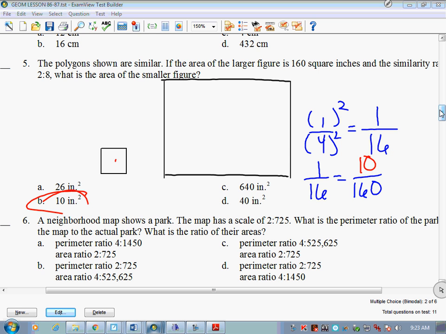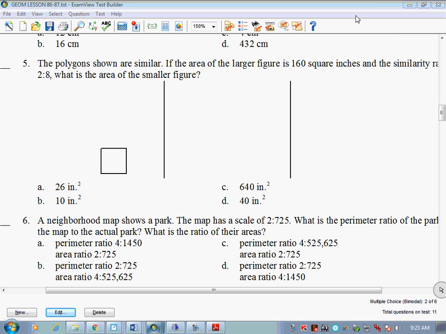So your similarity ratio doesn't necessarily work for our area. We have to reduce it, and then we have to find our ratio of our areas.